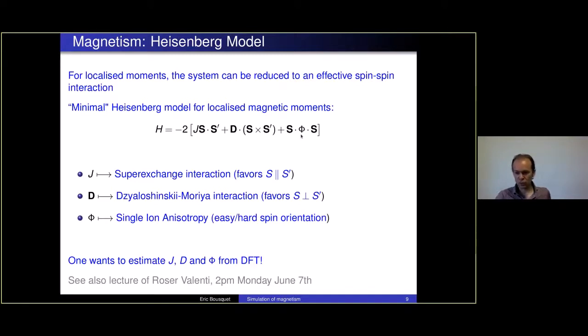And one of the best tools to do that would be to use first principle calculations, because you treat everything quantum mechanically. And as I mentioned in Tuesday's lecture, one of the best methods for that is the density functional theory, the DFT.